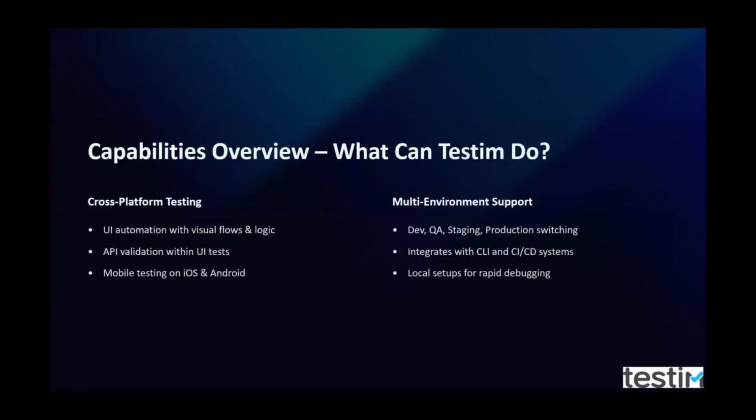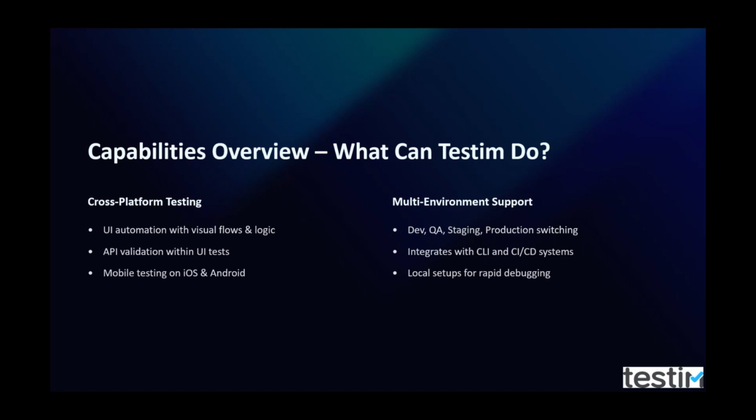Okay, and what can Testim do? Capability overview with Testim. Now what can we actually do with Testim? We'll walk through the key features. Cross-platform testing: automate UI flows for web apps with simple visual steps, and test APIs, check status codes and responses, even inside your UI test. And mobile testing, yes, even iOS and Android both. And multi-environment testing, another one: easily switch between dev, QA, staging, or production.